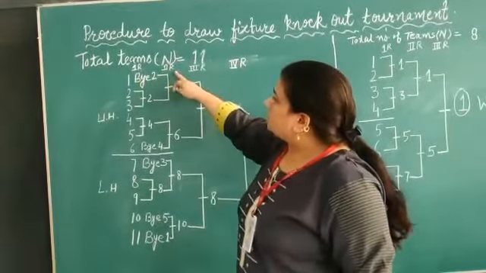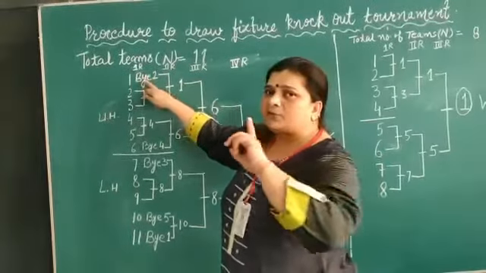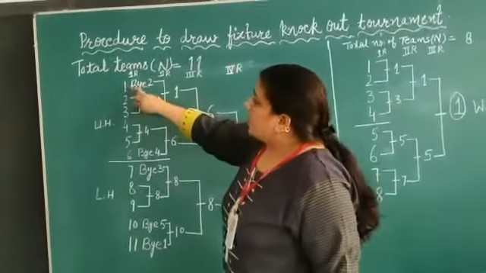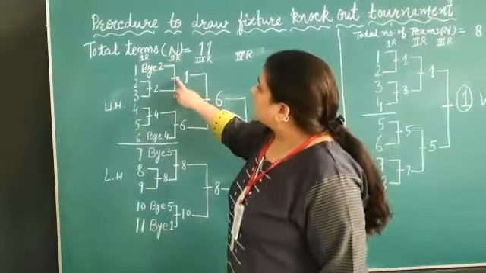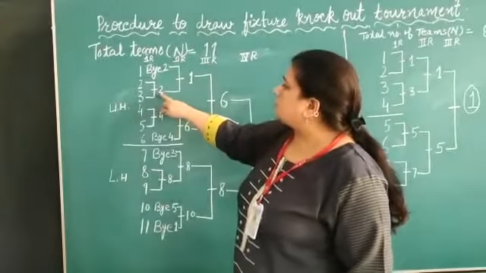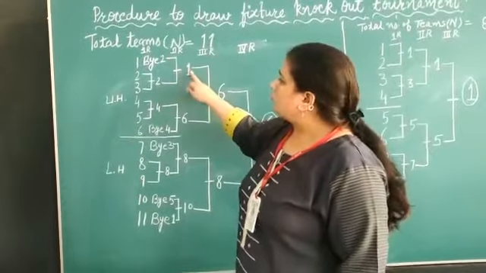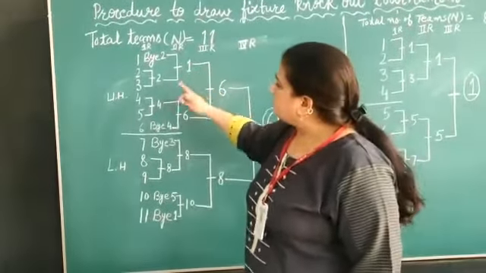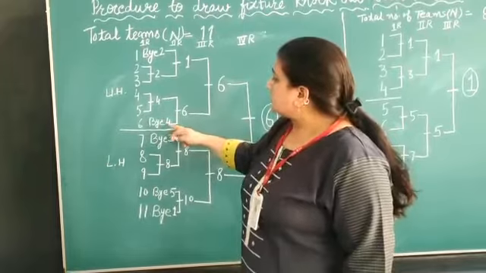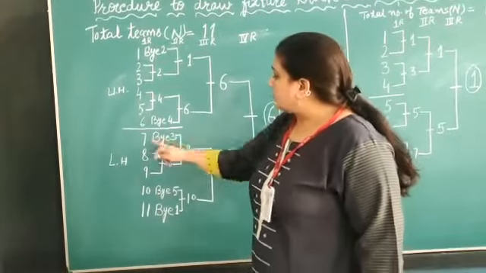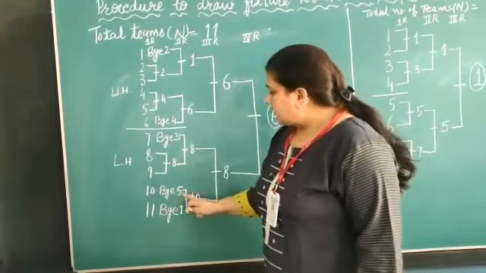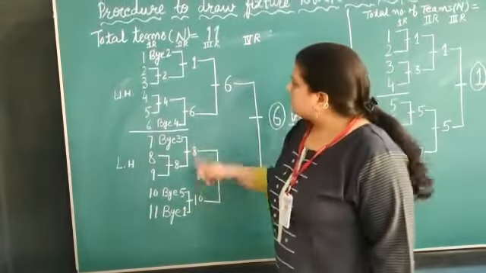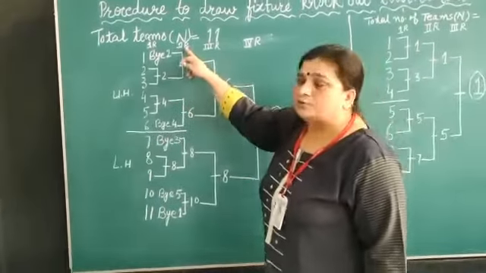So this portion will be considered as round 1. Now we'll proceed to round 2. Always start from the top most. As team number 1 didn't play in the first round, team 1 plays the winner of 2. 1 versus 2, team number 1 is the winner. 4 versus 6, so 6 is the winner. 7 versus 8, 8 is the winner. 10 and 11, 10 is the winner. This will be considered as the second round.